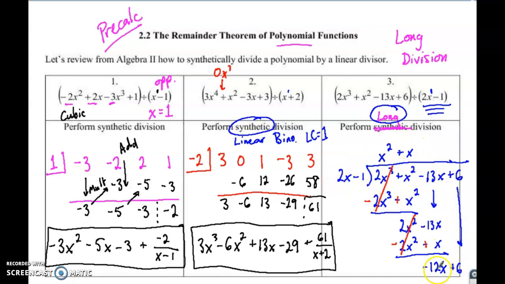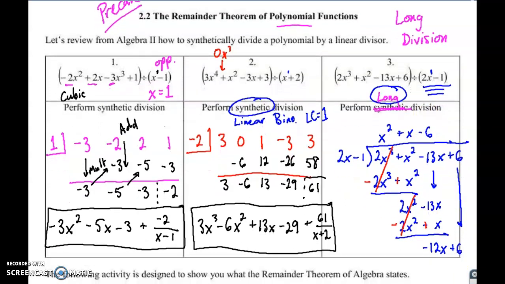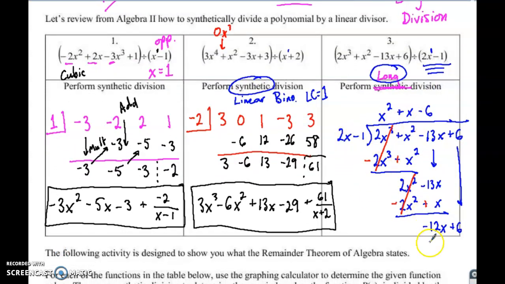And 2x times what gives you negative 12x? That would be negative 6. And now distribute that. Negative 6 times 2x is negative 12x. Negative 6 times -1 is plus 6. And as you subtract each piece, well, this is kind of nice. They both cancel out. Well, that just means you get a remainder of 0.